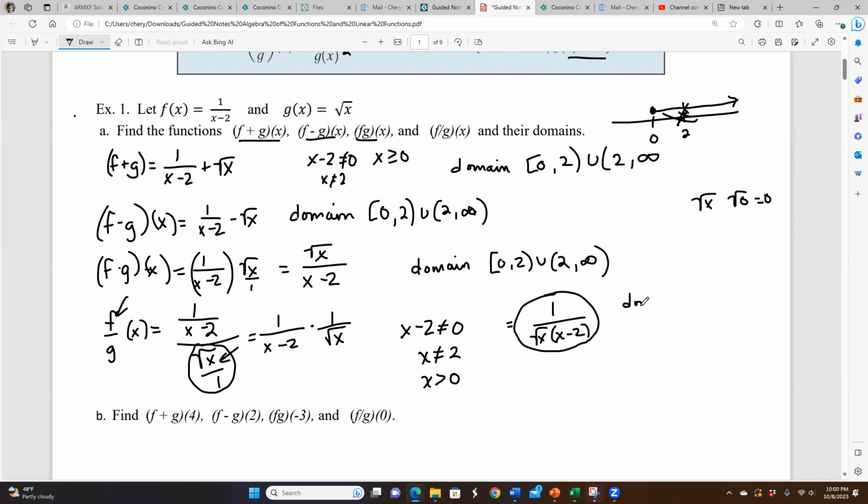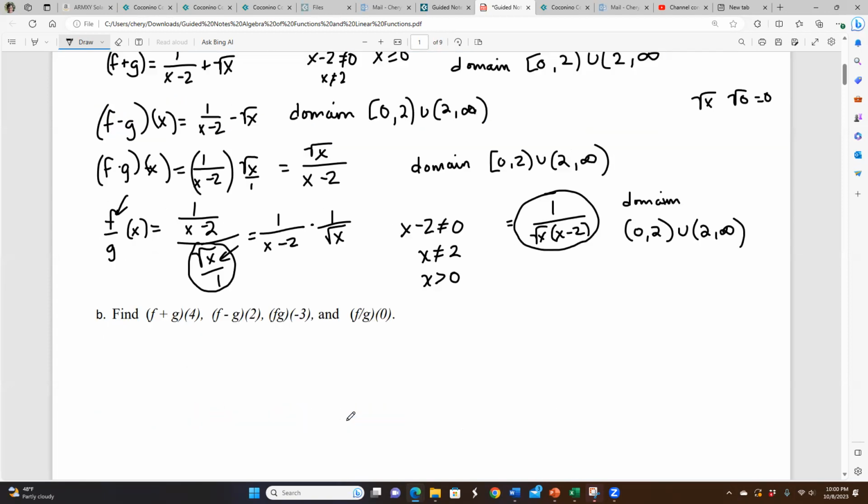Now our domain will be similar to the ones we had in the past. The only difference is that it will not equal 0. So it'll be from 0 to 2, not inclusive, and then 2 to infinity. Let's try these next problems.